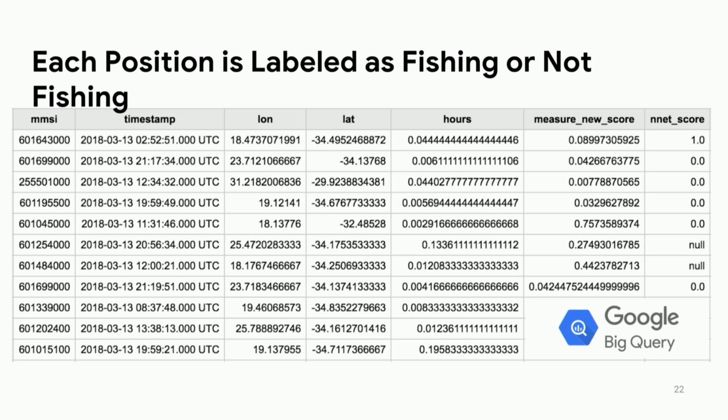This is a view of what's in BigQuery. The far right column is the NN's neural net score. It's 1 if we think the boat is fishing and 0 or null if we don't. So now we have every single one of our data points labeled as fishing or not fishing, and we also think we know what types of vessels they are. So now we can do analyses. Now we can tell stories and make maps.